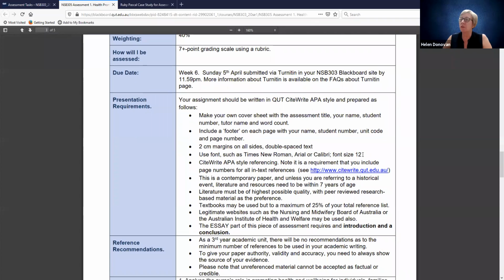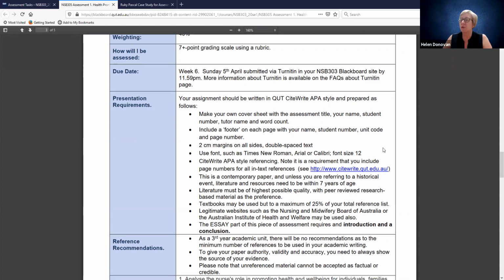If we have a look at presentation requirements, you need to make your own cover sheet. Please don't use a pre-formatted one that you've used before. Make sure you have a footer, margins. Always use double line spacing so that we can give you good feedback.